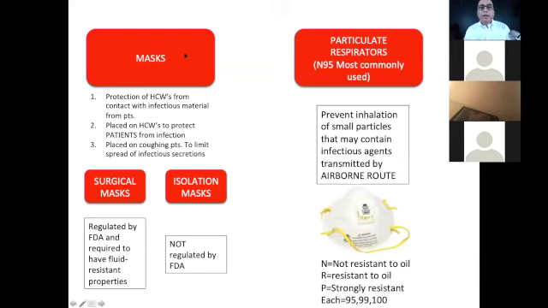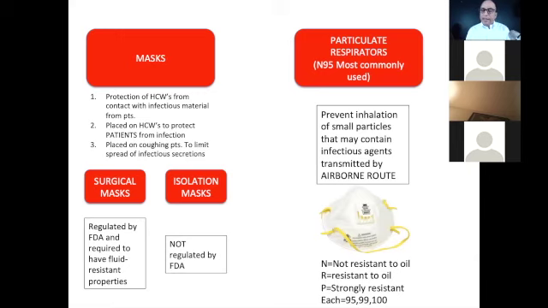Now, contrary to the regular masks, if you are to protect particularly healthcare workers from something like COVID-19, particulate respirators are the ones that are used. These are the ones that prevent inhalation of small particles that contain infectious agents transmitted by the airborne route, right? That's the one that COVID-19 falls in. That's the one TB belongs to, and so on. I show you an example of the mask. Most of you are well aware of it. They found themselves out of stock everywhere, including Amazon, every one of the sites, and so on.